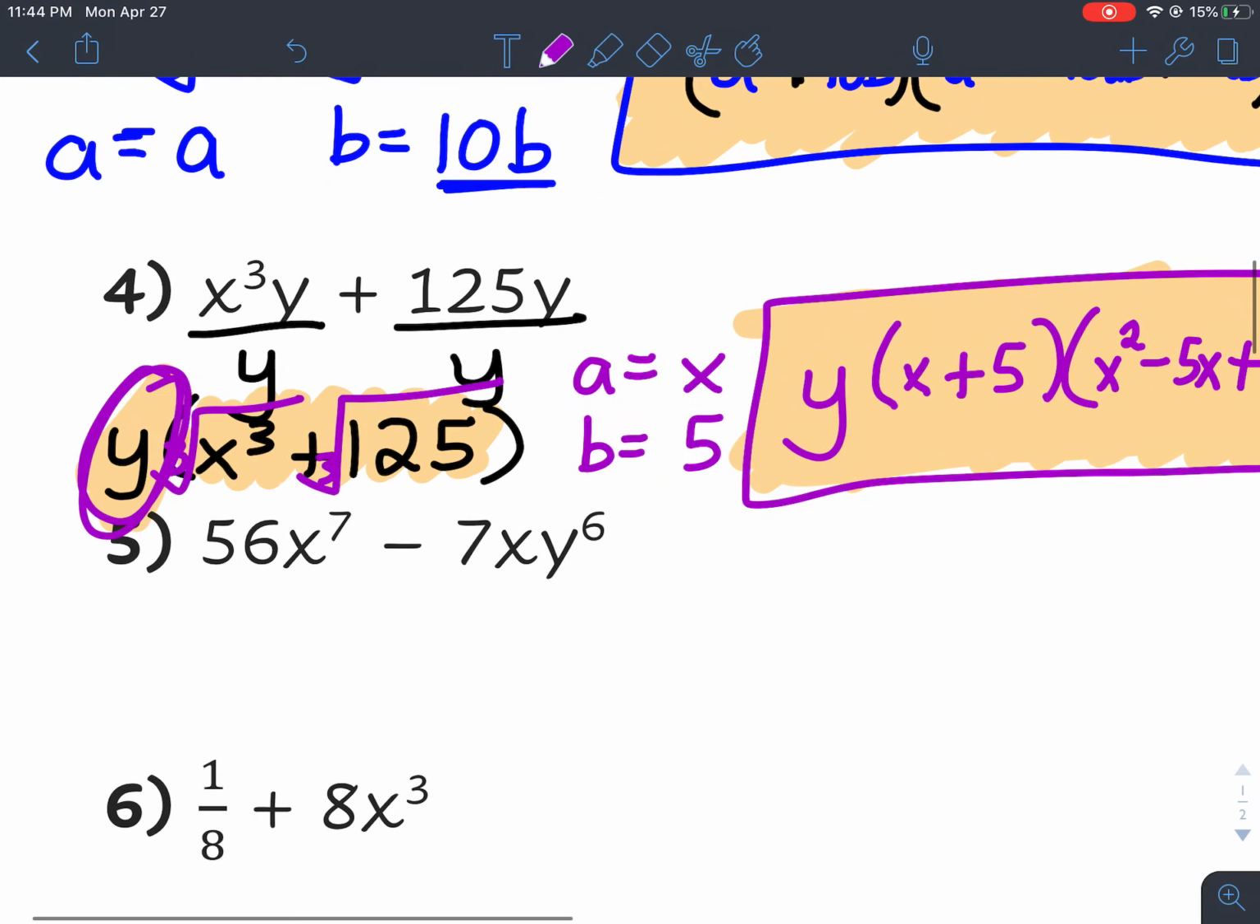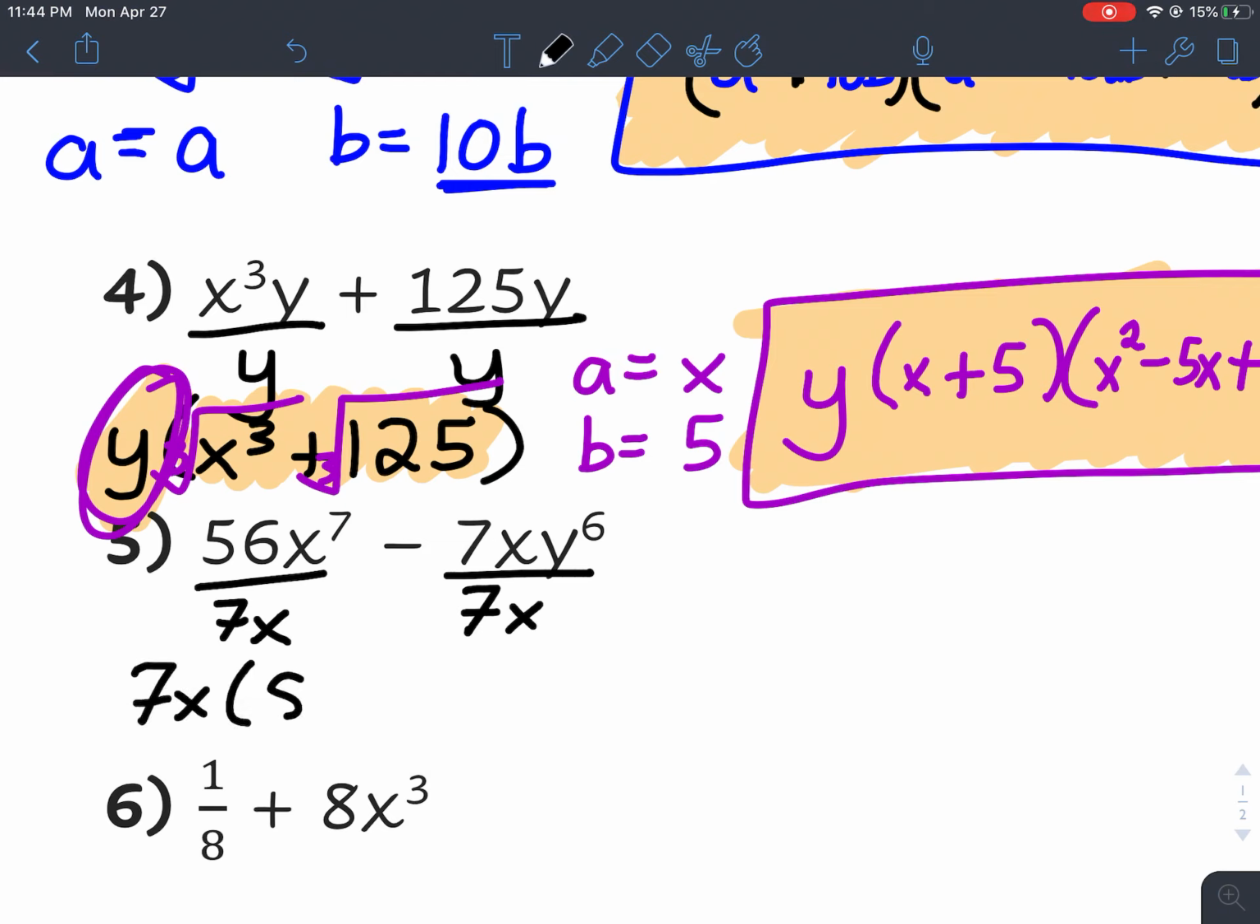Okay, so now I'm going to do number 5. Again, this is similar. It has a GCF also. So the GCF here is, is there a number that goes into 56 and 7? Yes, 7. Do they have any variables in common? Yes. Take the one with the smaller exponent, so x. If we divide each term by 7x, we get 8x to the 6th minus y to the 6th.